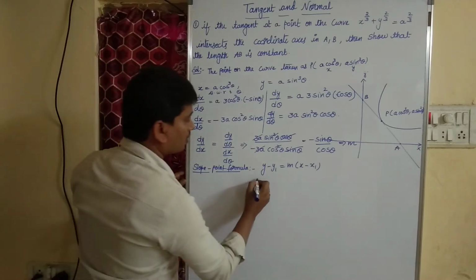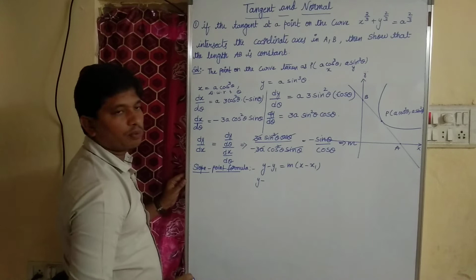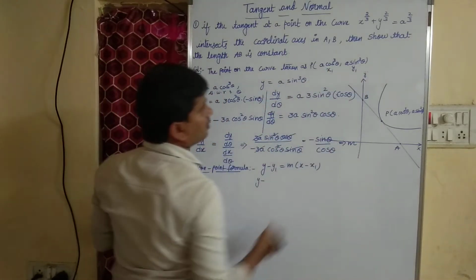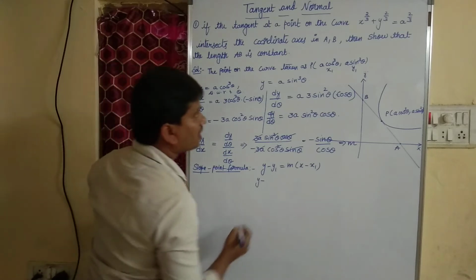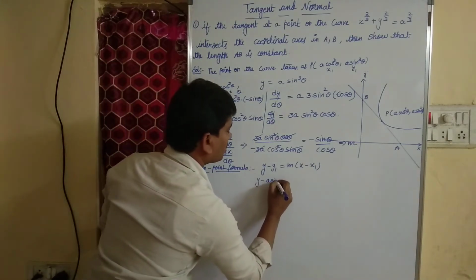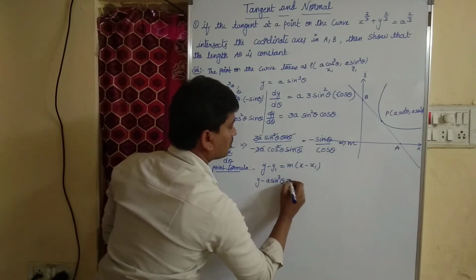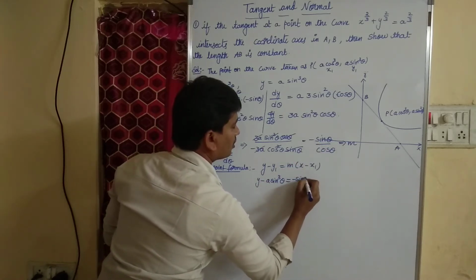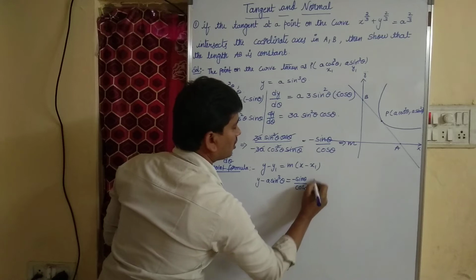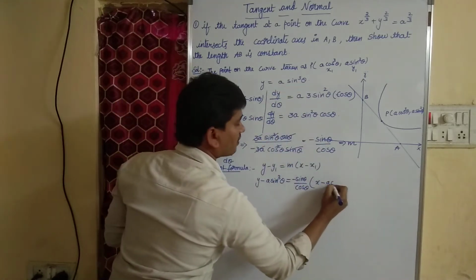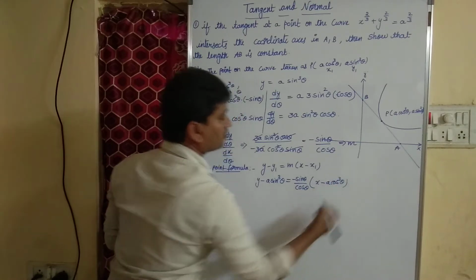So y minus, what is our point? Our point is x1, y1. So y1 is a sin cube theta, equal to, as the value of m is minus sin theta by cos theta, into x minus, what is the value of x1? x1 value is a cos cube theta.